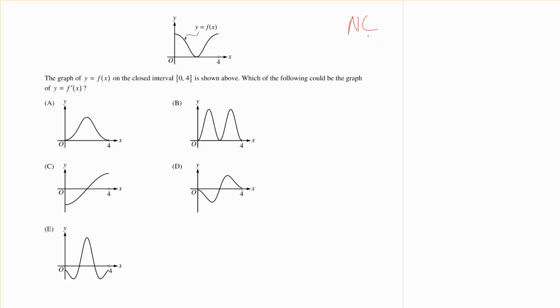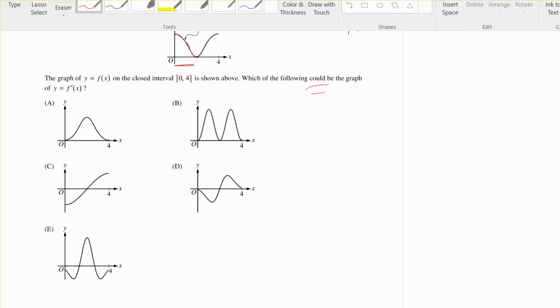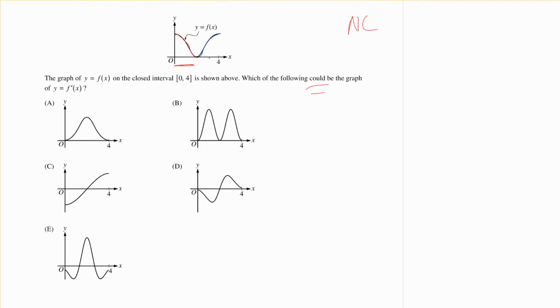The graph of y equals f of x on the closed interval 0 to 4 is shown above. Which of the following could be the graph of y equals f prime of x? Let's take a look. F of x is decreasing, so its derivative would have to be negative. F of x is increasing, so its derivative would have to be positive. The only one that represents a negative going to a positive is C. No other option is really even viable.